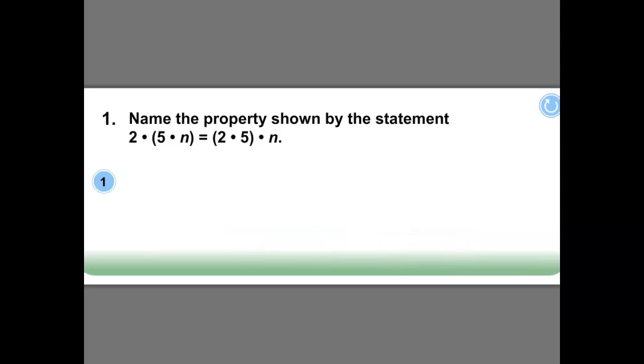All right, so let's look at an example. It says, name the property shown by the statement. So you have 2 times, parentheses, 5 times n, is the same as 2 times 5, parentheses, times n. If you look at what changed from this side to this side, you can see that the grouping, or the parentheses, changed. The order is the same. My 2 comes first, my 5 comes next, and then my n, but the parentheses change the grouping. So this would be the associative property.